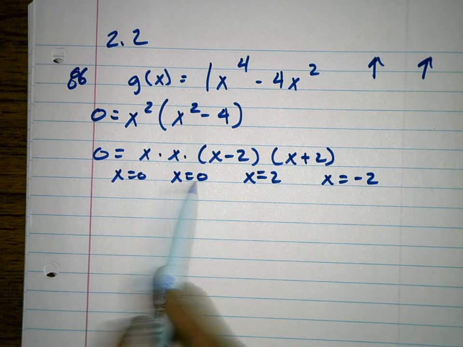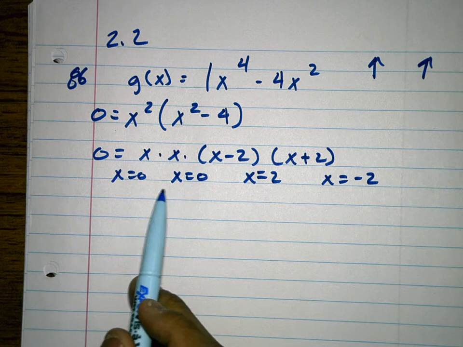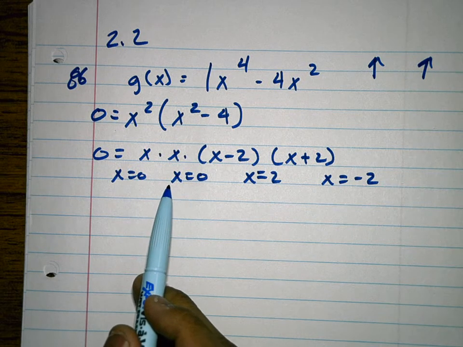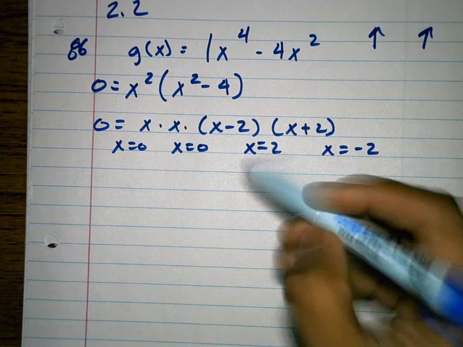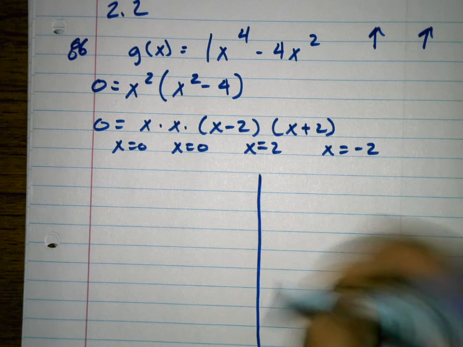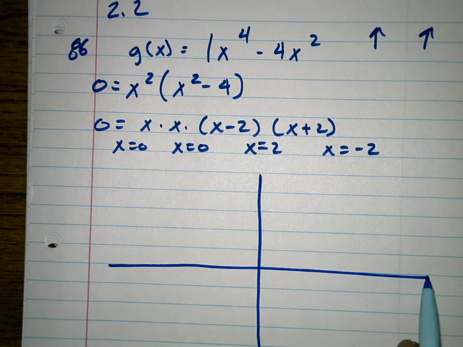And it matters that I have these two zeros, right? Because that tells me the multiplicity is 2, and we're going to bounce and not actually go through the x-intercept there. So I'm going to go ahead and plot that stuff for now, then I'm going to come back here.